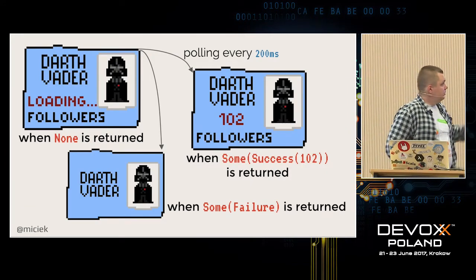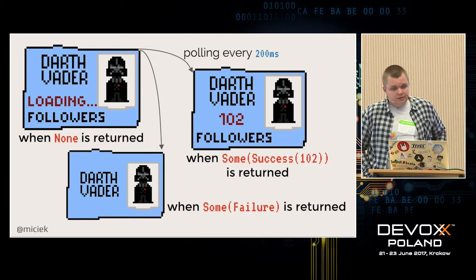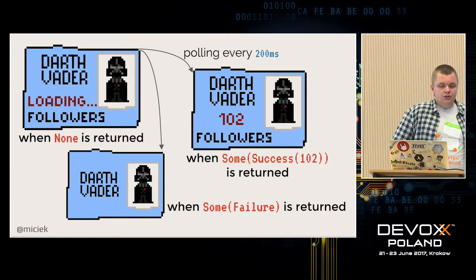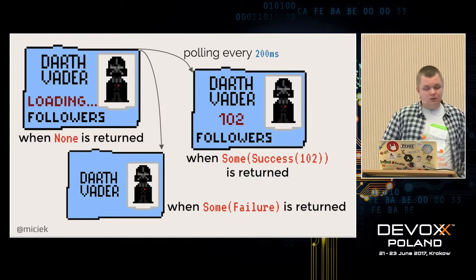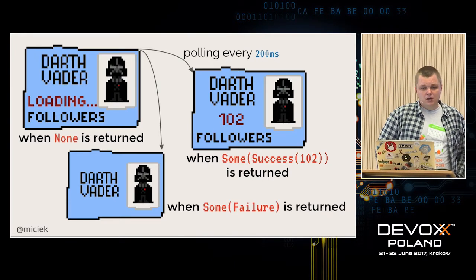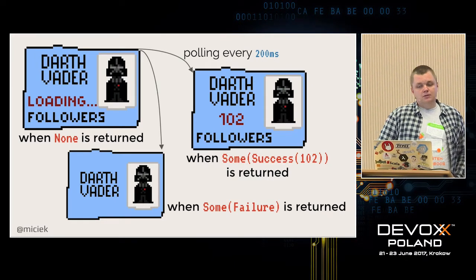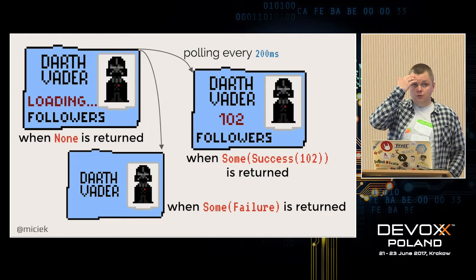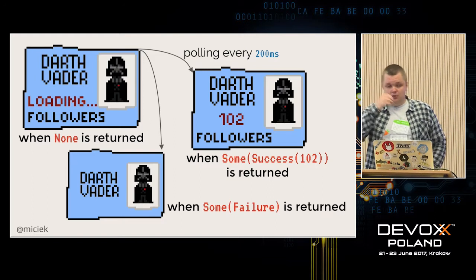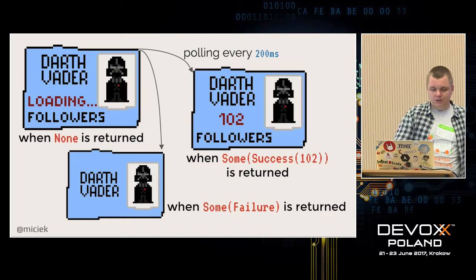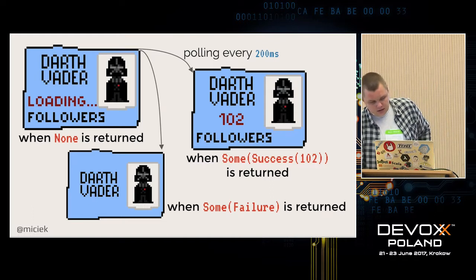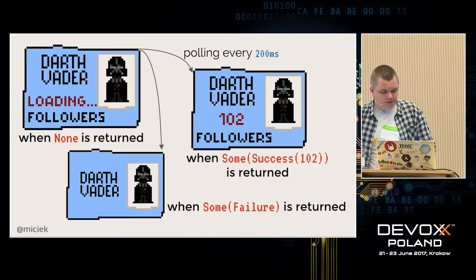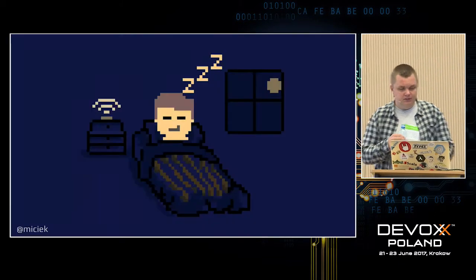We need also to change our web application. And now, as you see, whenever None is returned, we still display loading. But whenever Some of something is returned, Some of Success, we display 102. When Some of Failure is returned, we just update the GUI so that the user doesn't see the exception. Of course, it would need to go through our UX department, but for now it should be okay. So now the user exactly knows what's happening inside the application.